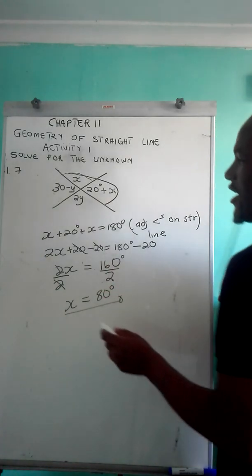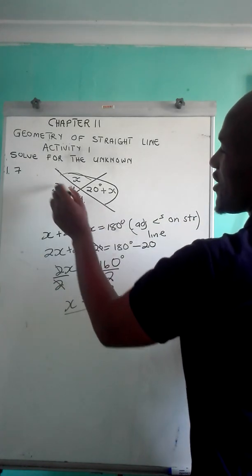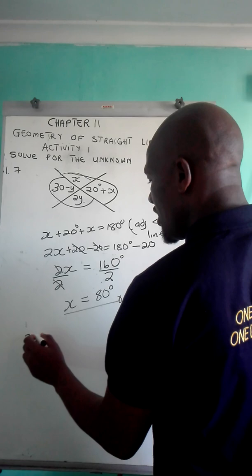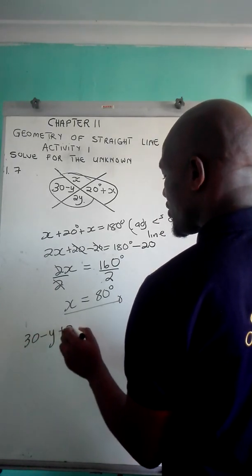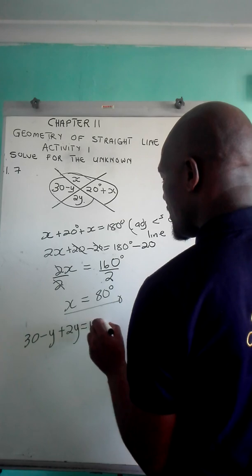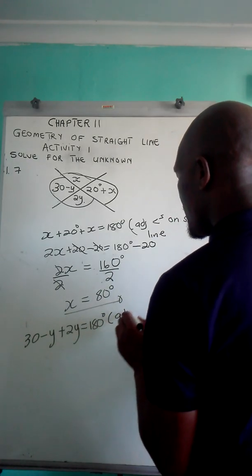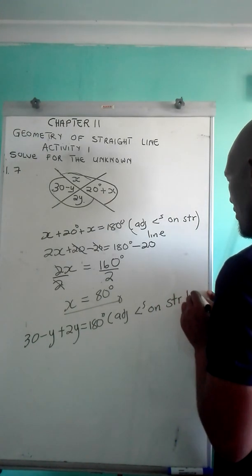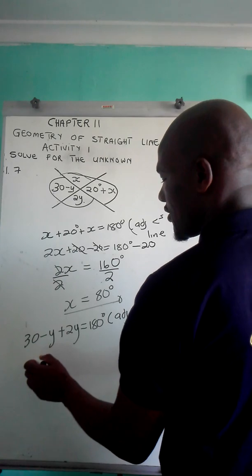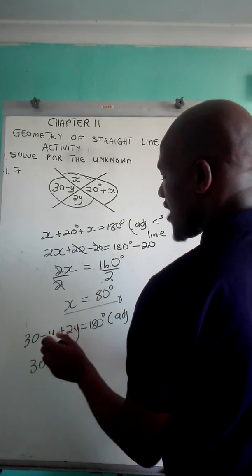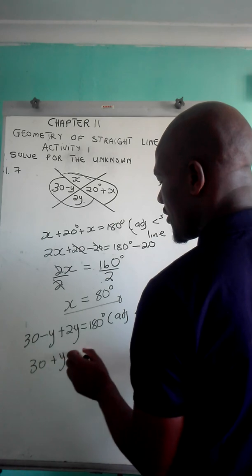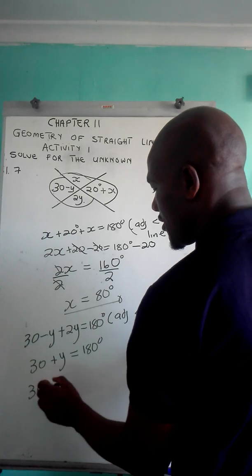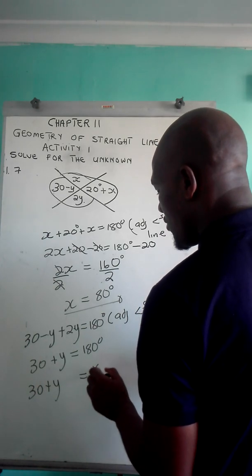Not done. Now I want to solve for y. These are the adjacent angles on a straight line also. It's 30 minus y plus 2y equal to 180 degrees. The reason: adjacent angles on a straight line. It's 30, 2y minus y is just y, equals 180. I have 30 plus y equals 180.